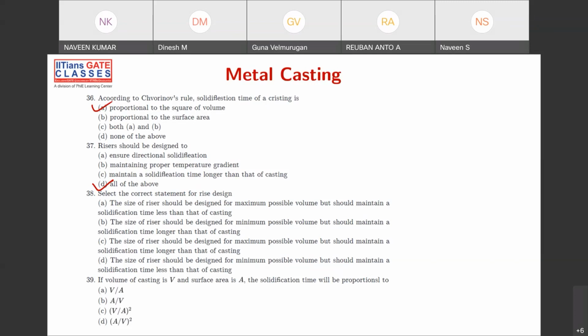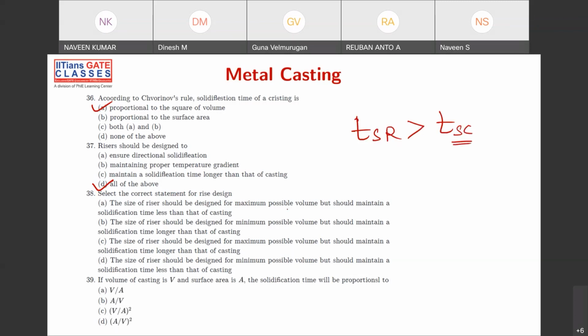Why is it C? I'm still not getting it. Why do you want more volume? Why do you want to have more volume? The main criteria is what? Solidification time of the riser should be more than that of the casting. That was important. Obviously, the solidification time of the riser should be more than the solidification time for the casting.